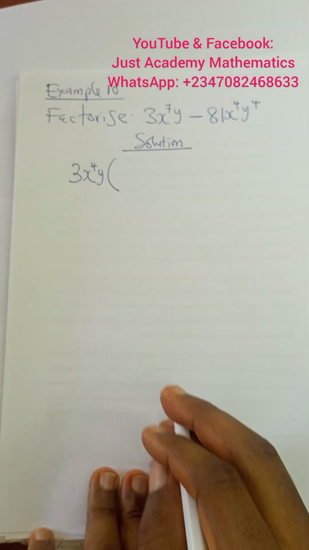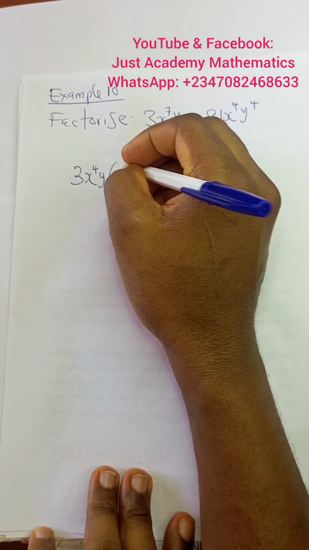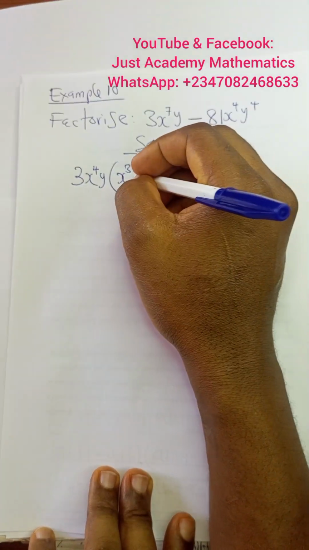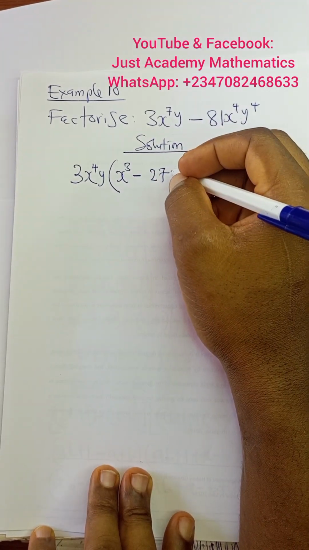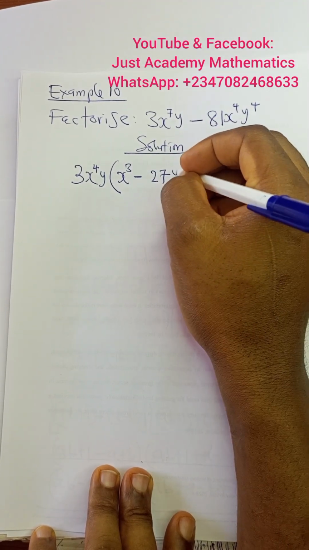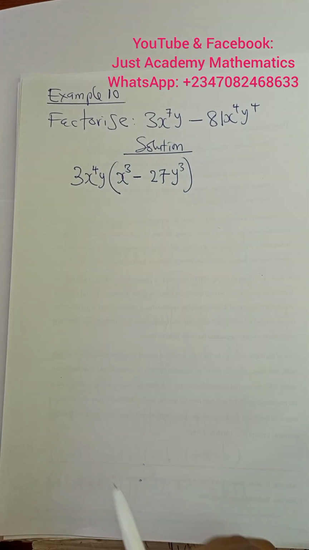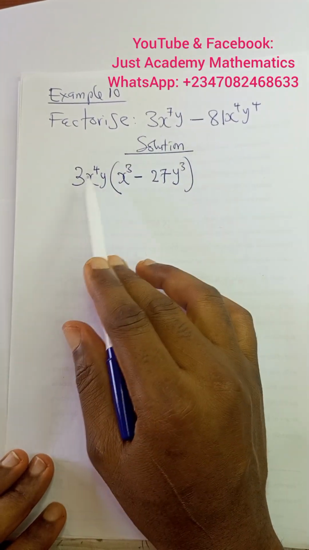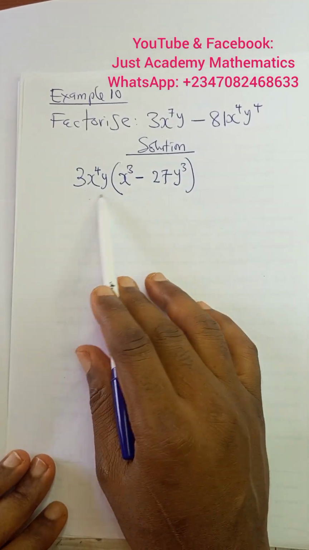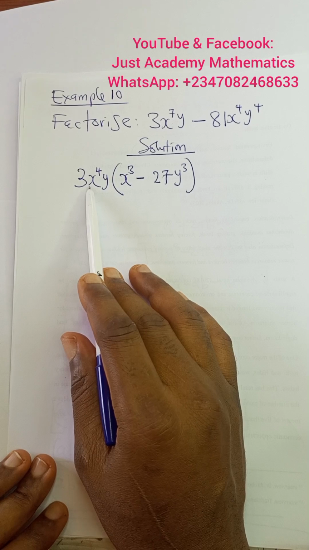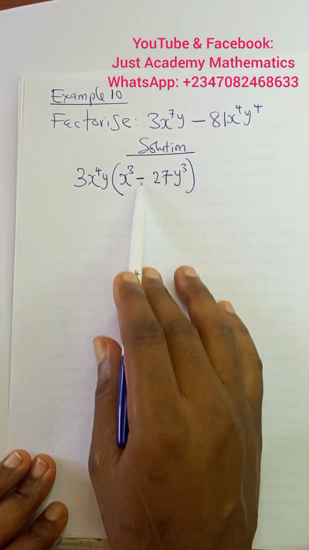What will remain? It will remain s raised to the power of what? 3. And what will remain here? It will remain 27. 3 times 27 y raised to the power of 3. Can you see that? Because this time this will give you this. This time this will give you this. You are going back. So this is the same thing as this. Are you there? Now notice that everything here can go to power 3.